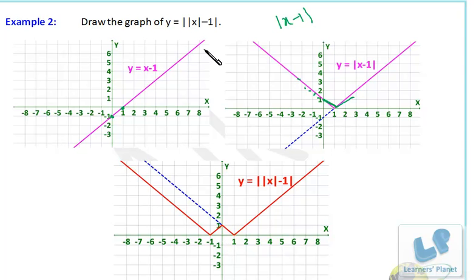Okay, so it's very easy. You just need some practice, right? And conceptually you should be clear why it is and how it is happening. Okay.